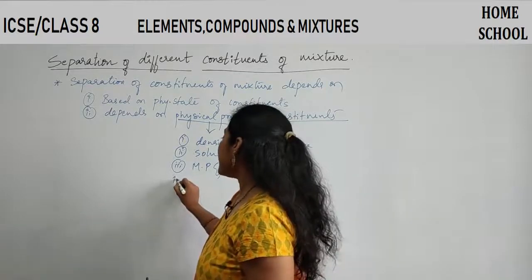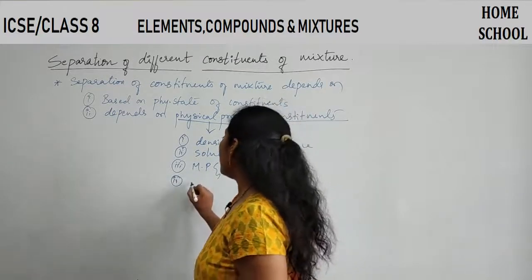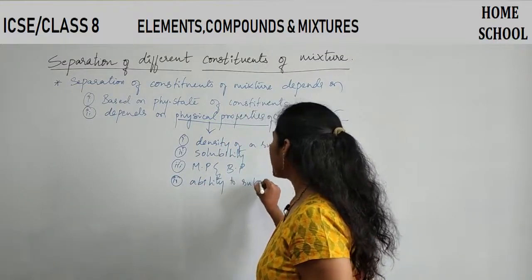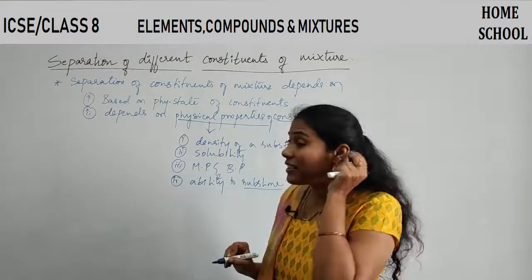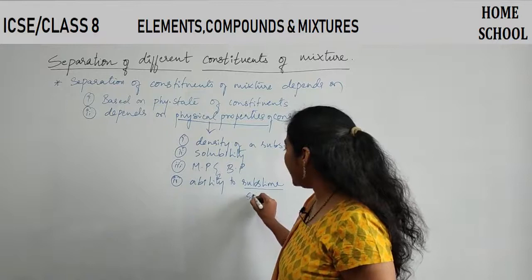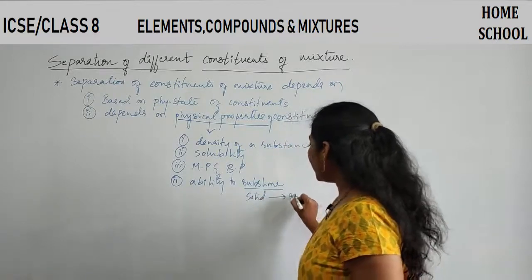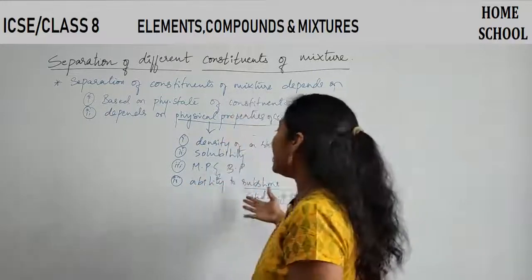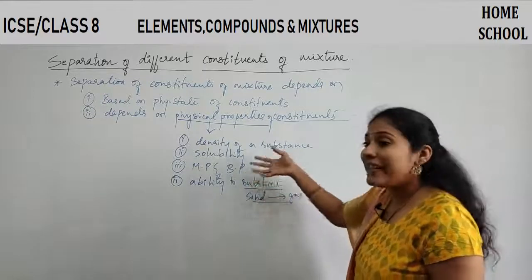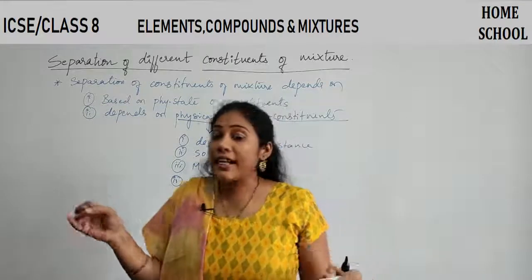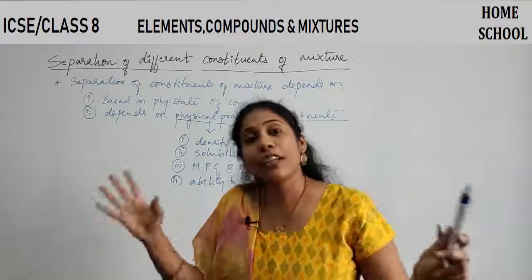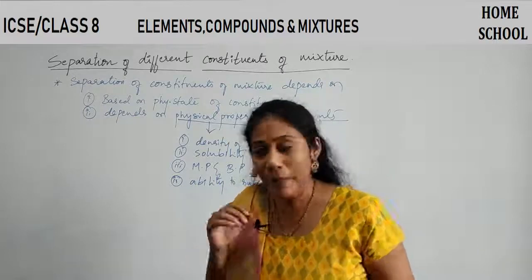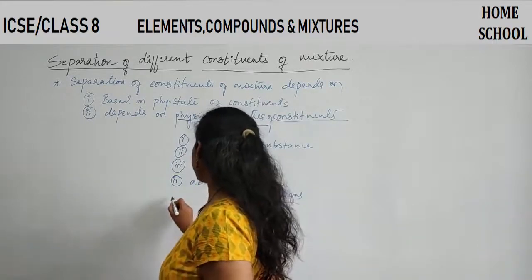Fine. And the next one is ability to sublime. So what do you mean by sublimation? Sublimation means a solid directly getting converted into gas. Imagine in a mixture, if one of the components has the ability to undergo sublimation, you can consider that property also to separate the components of a mixture by doing some experiment based on sublimation. Clear?